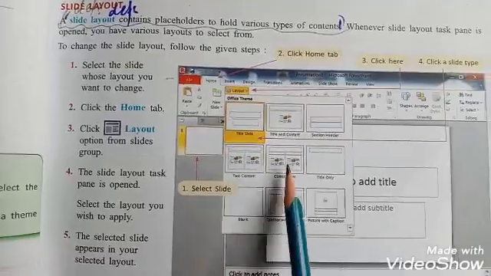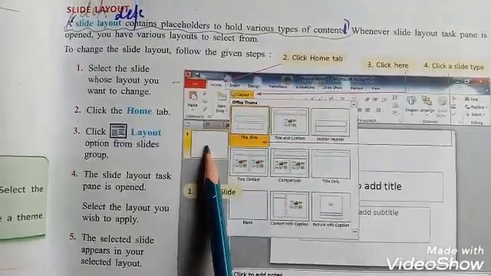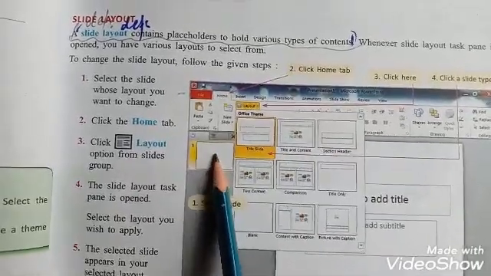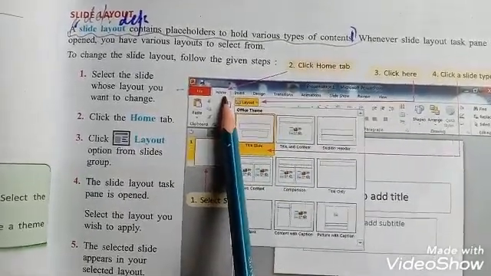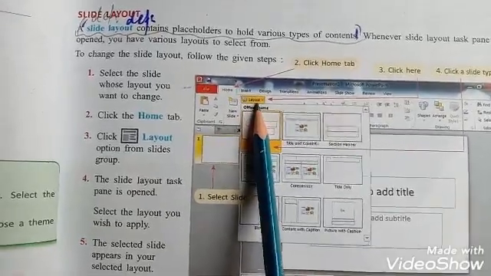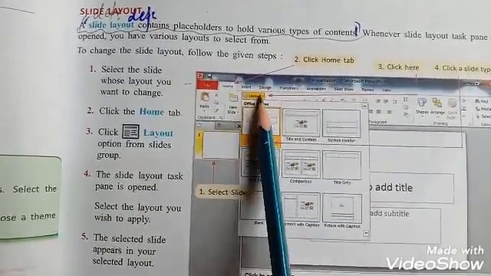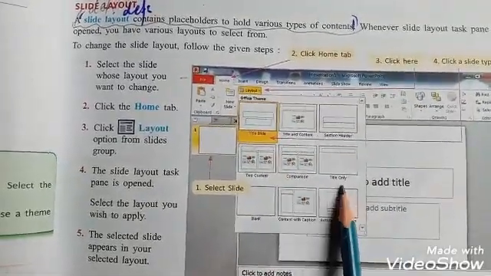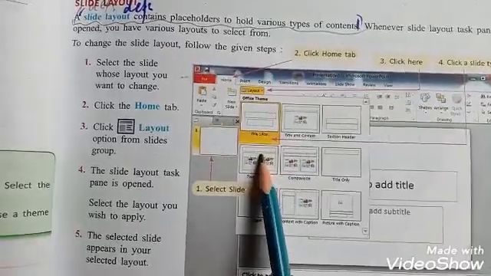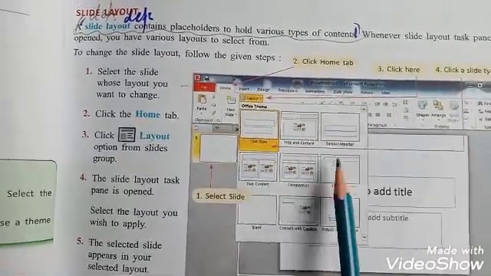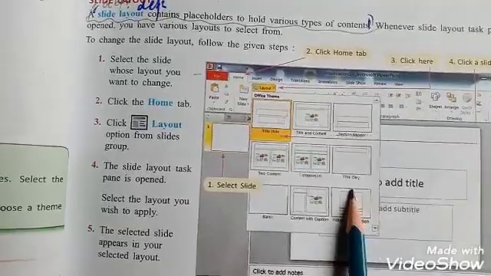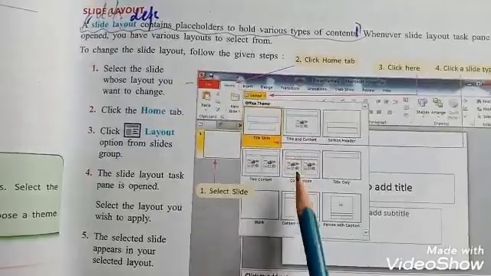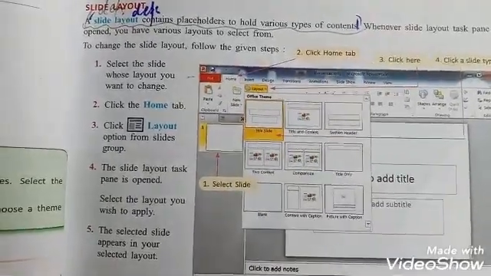Select the slide whose layout you want to change. After selecting the slide, click Home tab from the ribbon. Click Layout option from Slides group. After clicking this button, this page will appear on your computer screen. Select the slide format according to your choice. The selected slide appears in your selected layout.